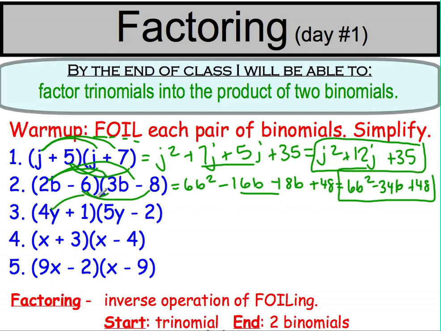Okay, 4y times 5y, that gives us 20y squared. 4y times negative 2 is negative 8y. 1 times 5y is a positive 5y. And 1 times negative 2 is negative 2. We combine our middle terms. So that gives us 20y squared minus 3y minus 2.